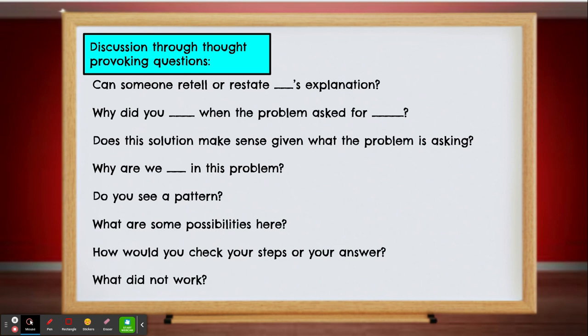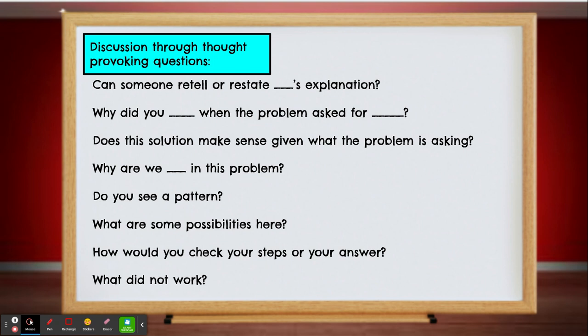Now, the meat of this is the discussion questions. Discussion questions while the class is engaging in the mathematical thinking are questions that are going to be thought-provoking, not just simple questions. Some of the questions that you may ask are the following. Can someone retell or restate student A's explanation? Now, when one peer explains another peer, it helps them process what their peers did in their strategy, and it helps others who may have some misconceptions.